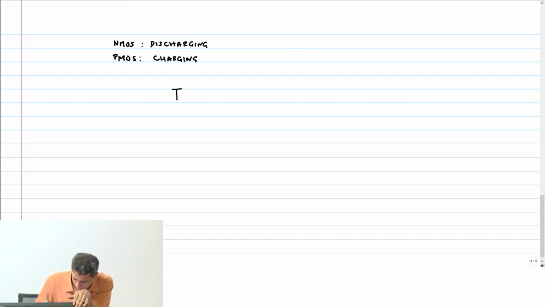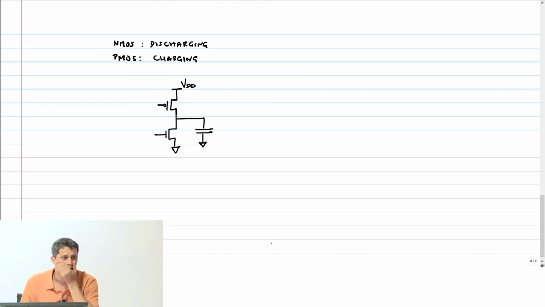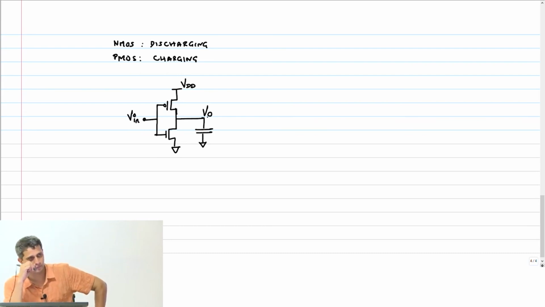So I am going to construct my first logic gate in this course in the following way, okay? VDD, this is my load capacitor that I want to charge or discharge, okay? Now it turns out that I can just short these two guys and connect the same input to both of them, right?